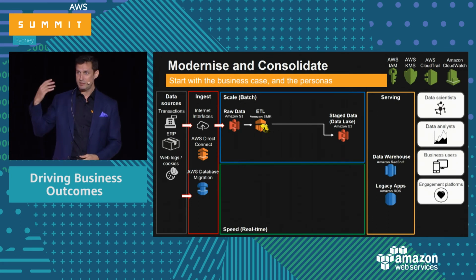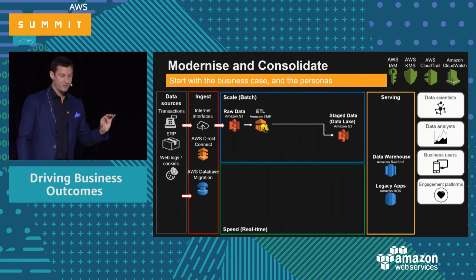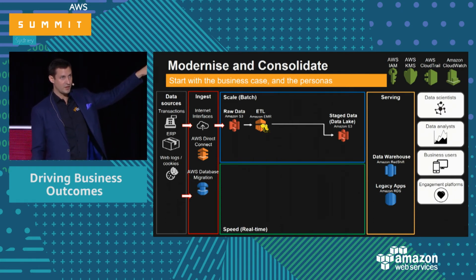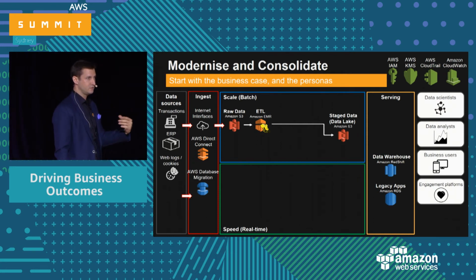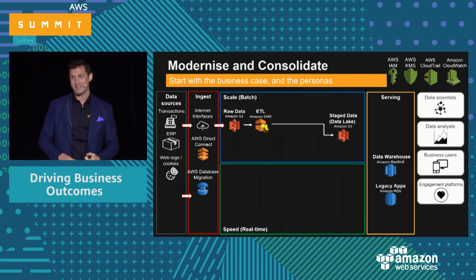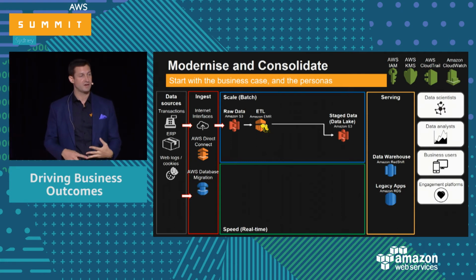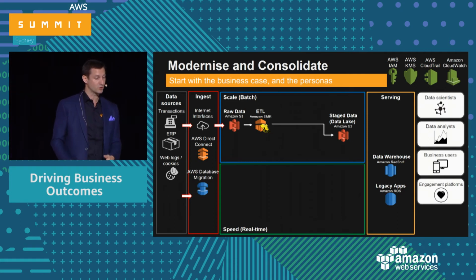So we start with the same architecture that we had before, so the modernization, which is really that batch layer. But we've added on now from the profiles, there's a slightly different user community. So before we had business analysts and data analysts and externals, now we're talking about data scientists and data analysts and engagement platforms. So they have slightly different consumption needs and requirements.